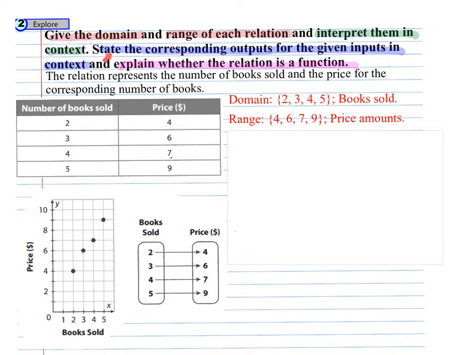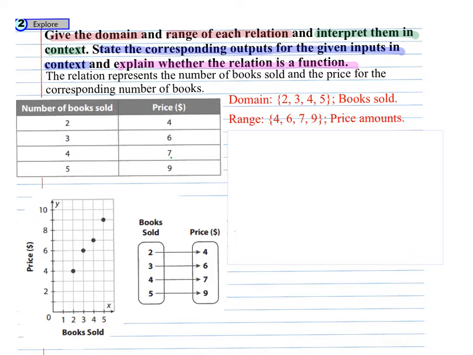The next thing they're asking us to do is state the corresponding output. So this is our output for the given input in its context. This is our input. Not that it's very difficult, but because we have 4 inputs and outputs that we have to actually write what it means, it is a lot of writing that we have to do.